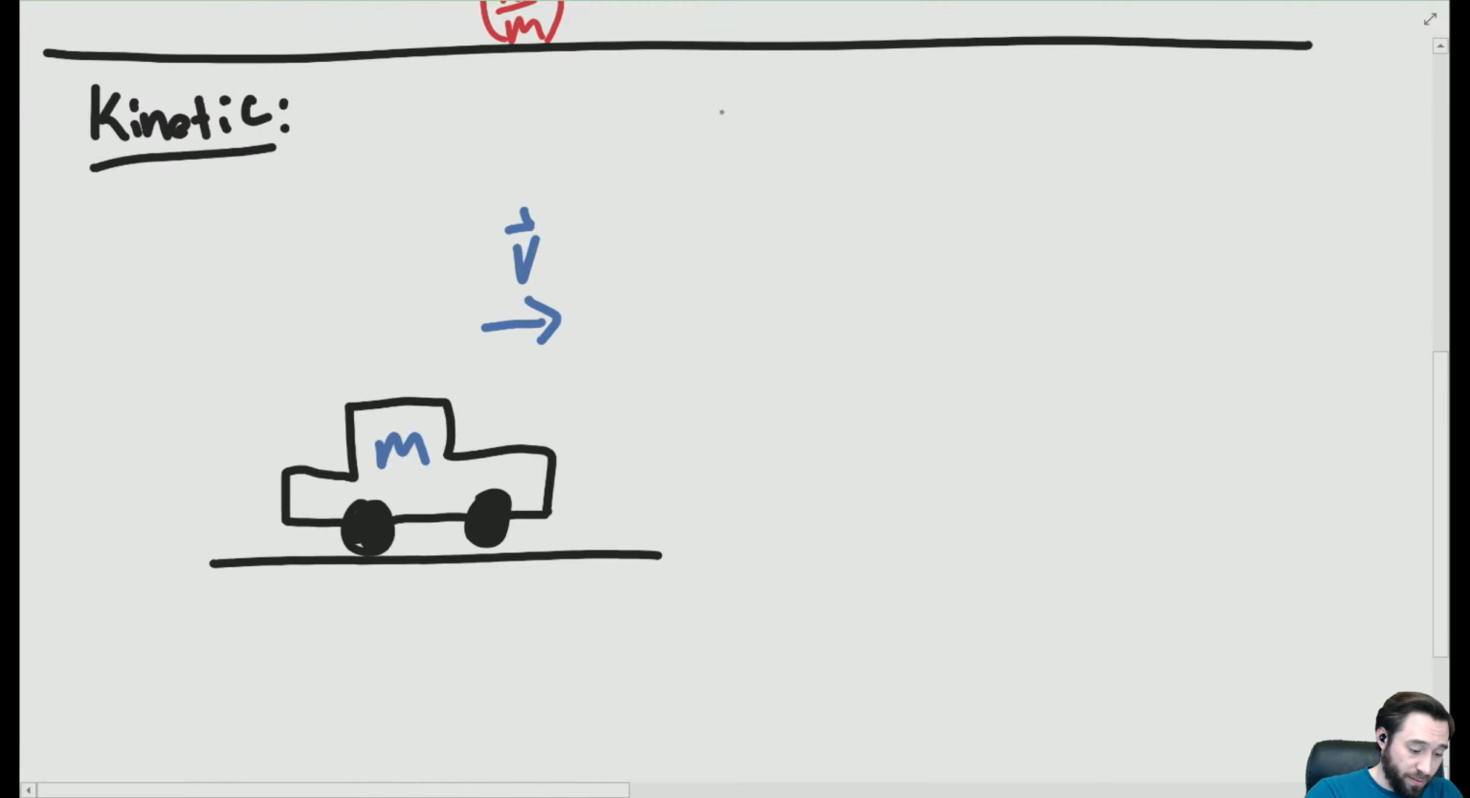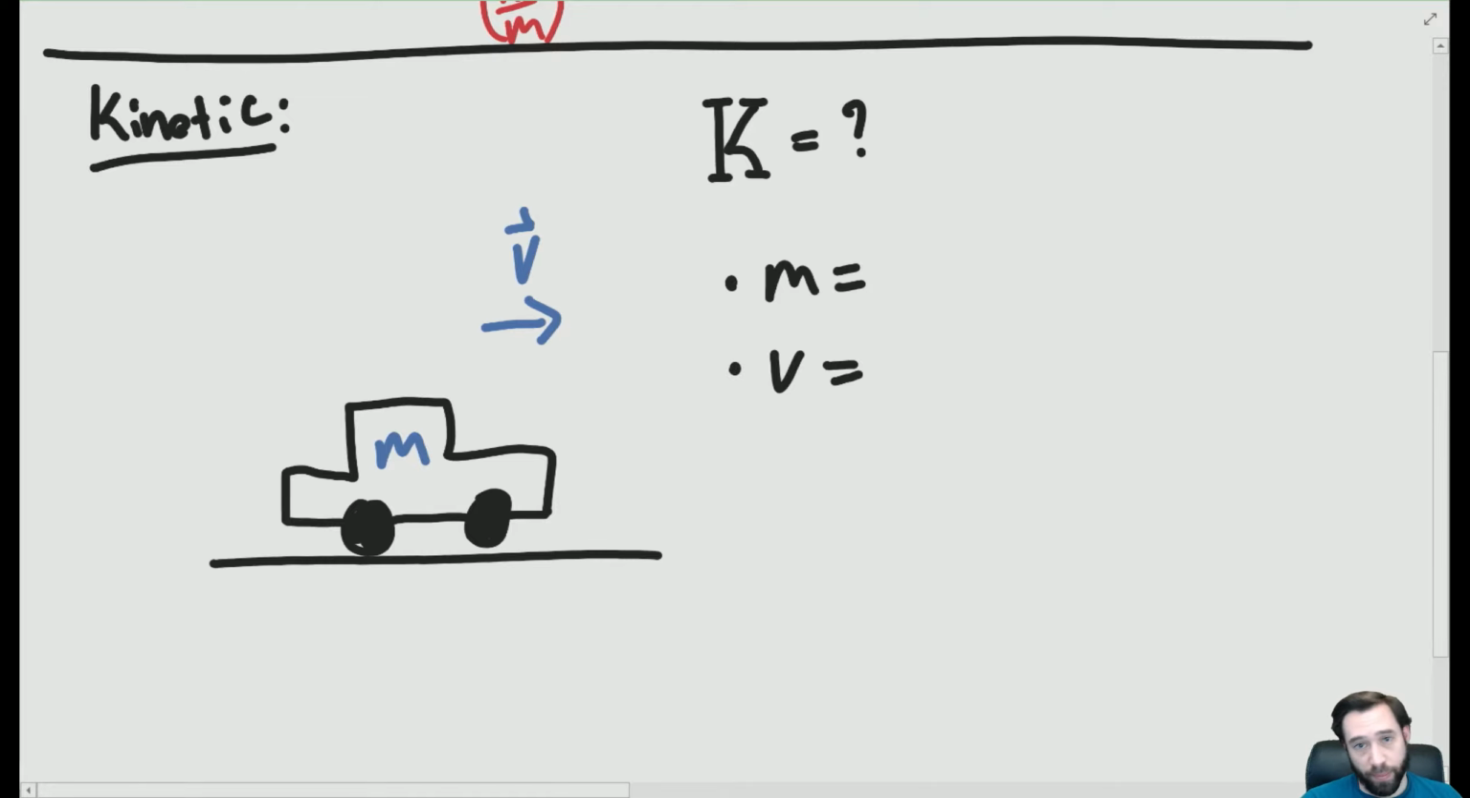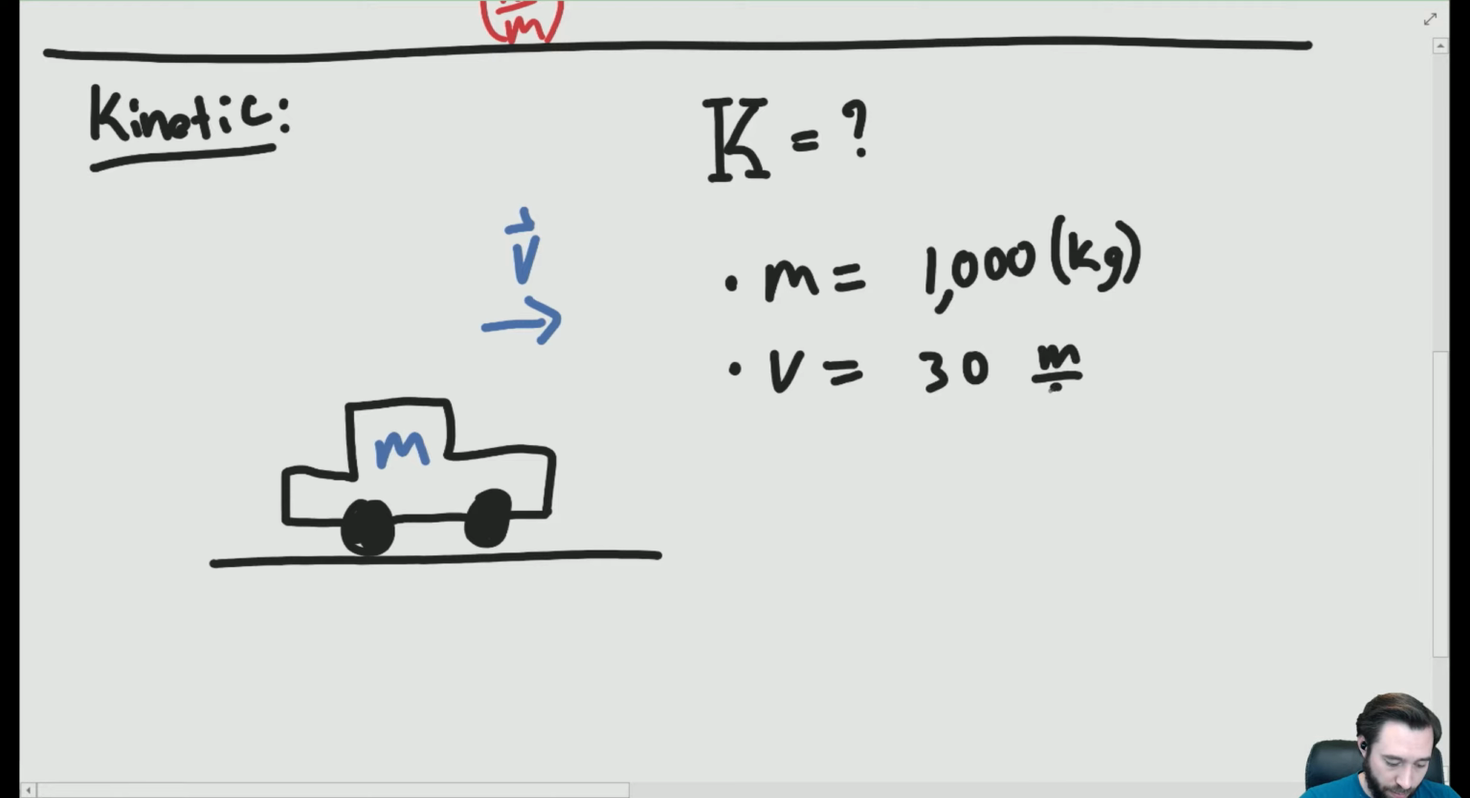So my objective is to find kinetic energy. And usually in a problem like this, I will give you the mass and I would give you the velocity. I mean, I would have to in order for you to solve it. So in this case, we're going to say that the mass is 1,000 kilograms. And the velocity, we're going to say 30 meters per second. Cool.